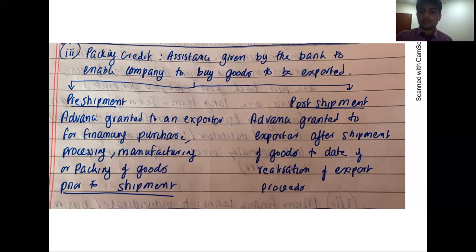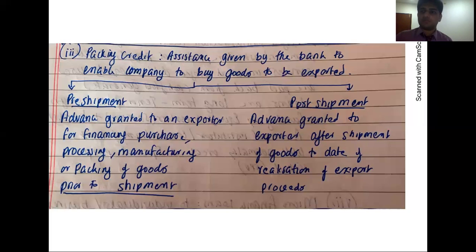Post-shipment is an advance given for realization of export, meaning an advance given to the exporter after shipment of goods. Technically, whatever pre-shipment facility is there will become post-shipment after the export is done. So it's an advance given to the exporter after shipment of goods up to the day of realization of export proceeds. That is the major difference between post-shipment and pre-shipment.